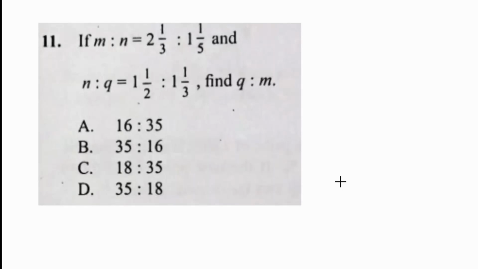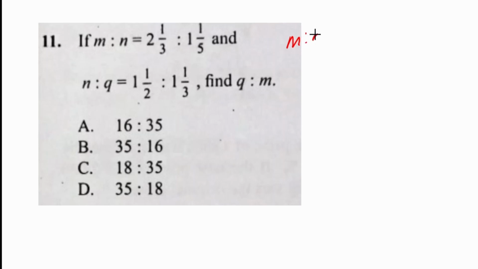Today I'm solving objective question 11 of the 2023 WASSCE General Mathematics paper written by Nigeria, and it reads: if m to n equals 2 whole number 1/3 is to 1 whole 1/5 and n to q equals 1 whole number 1/2 is to 1 whole 1/3, find q to m. Right. There are two ways I would like to solve this question, and let's start with the first one.